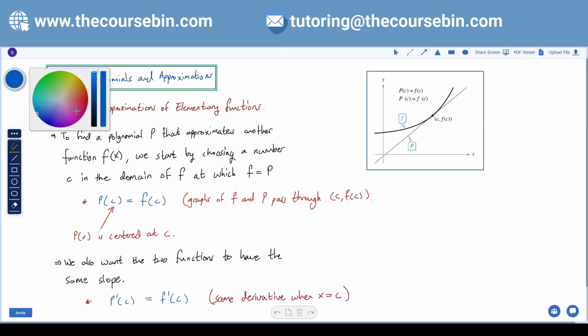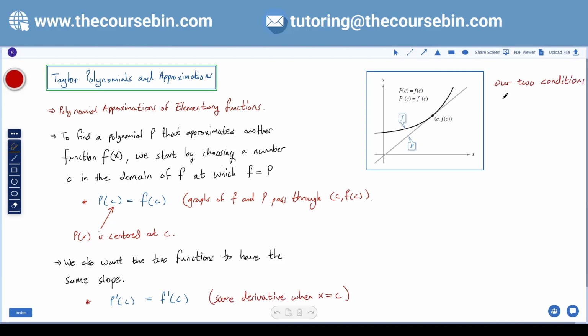So our two conditions, P of C equals F of C, and P prime of C equals F prime of C, create a tangent line approximation.